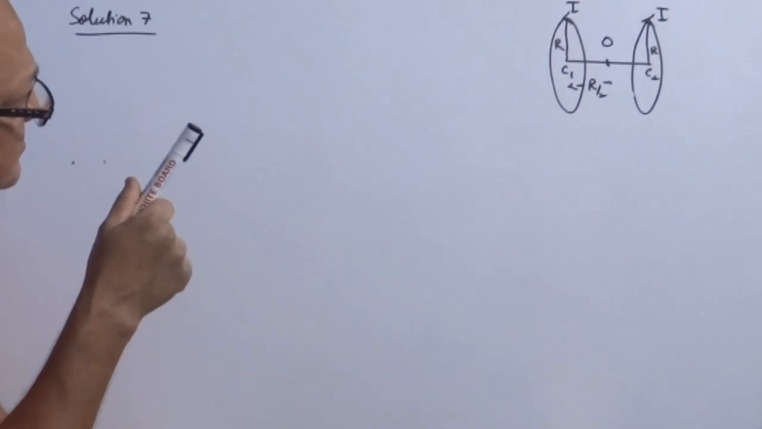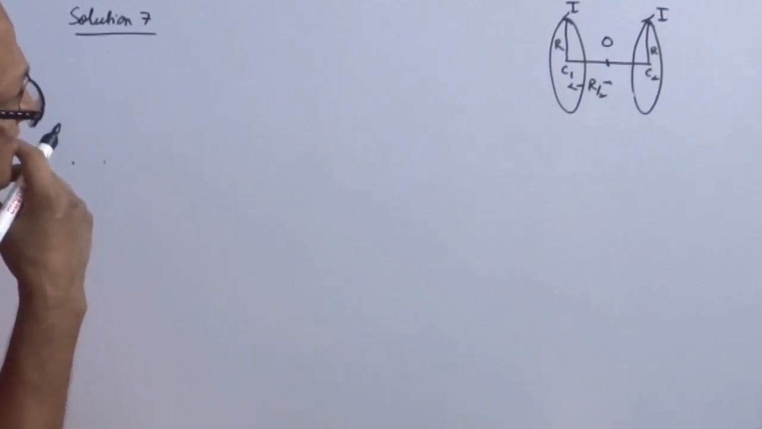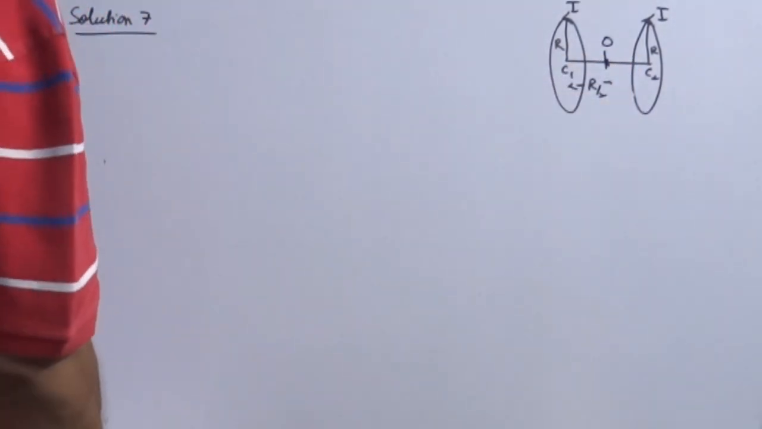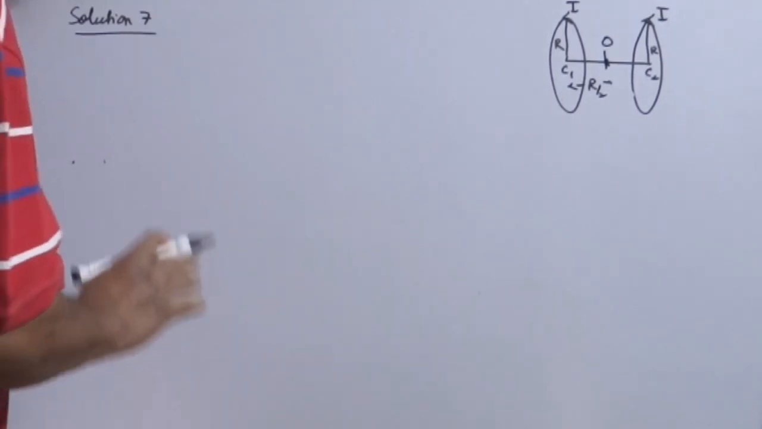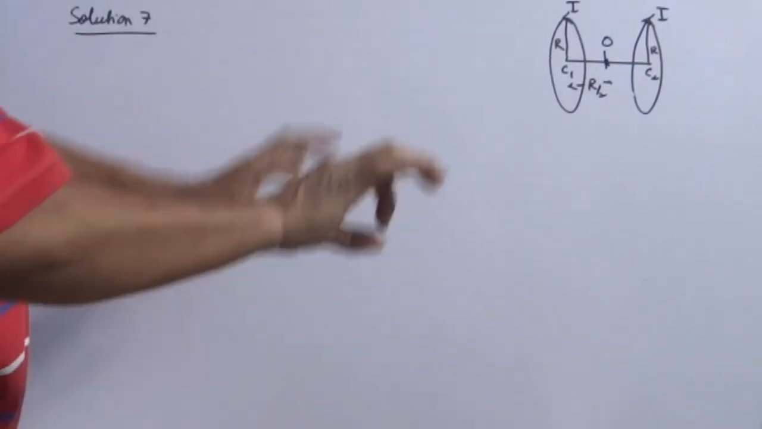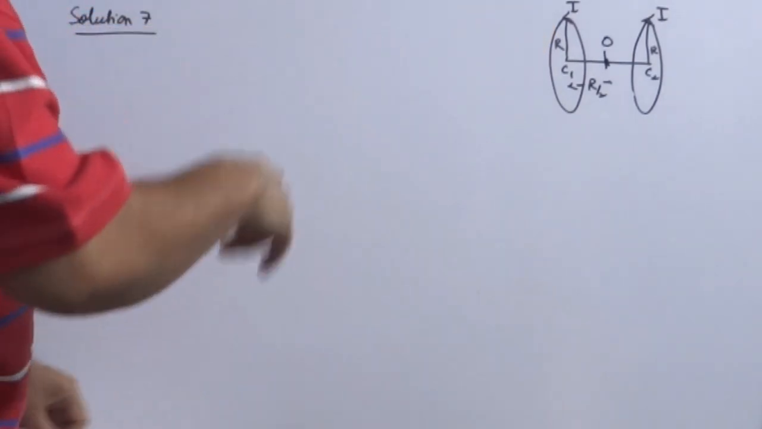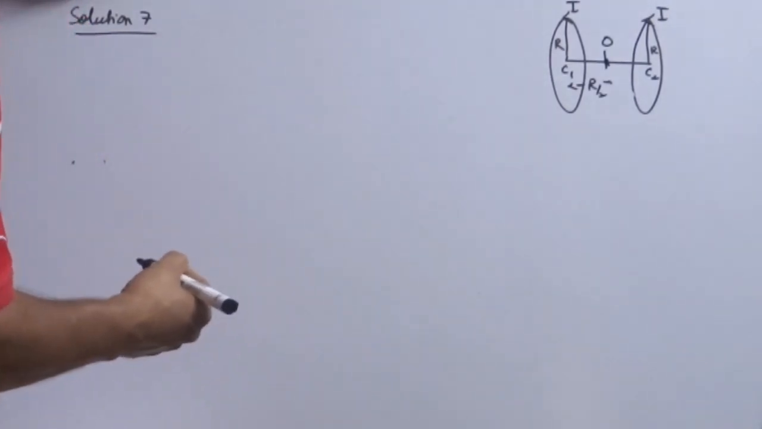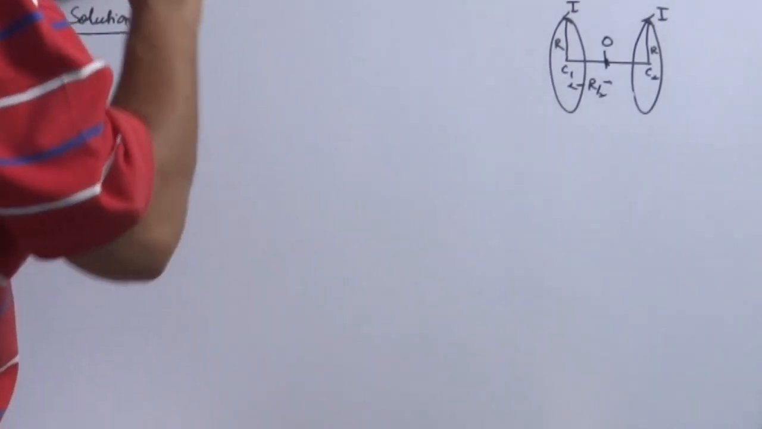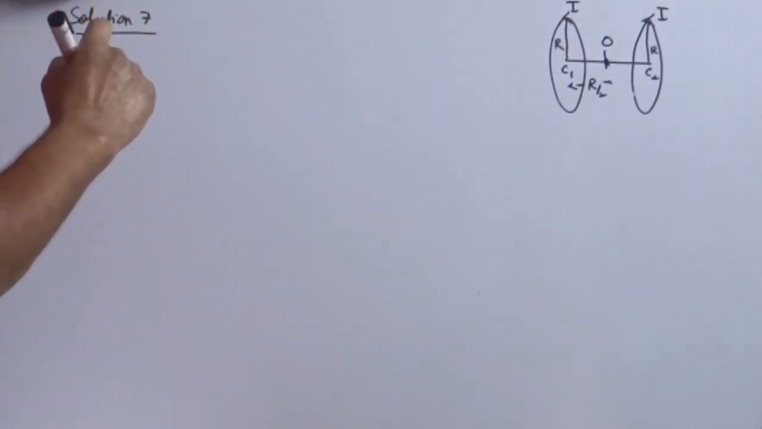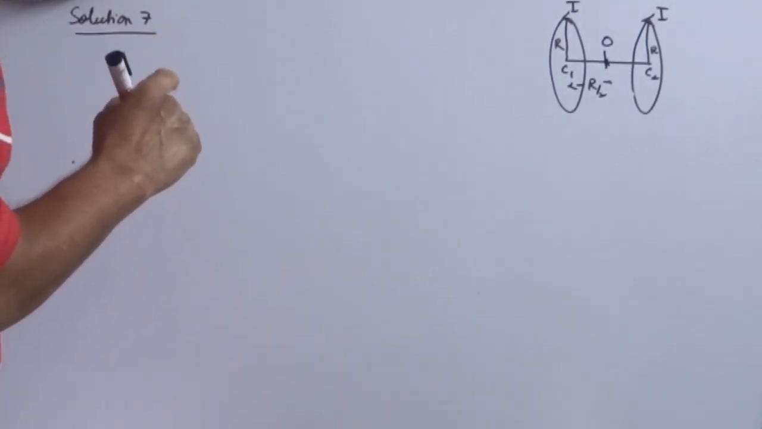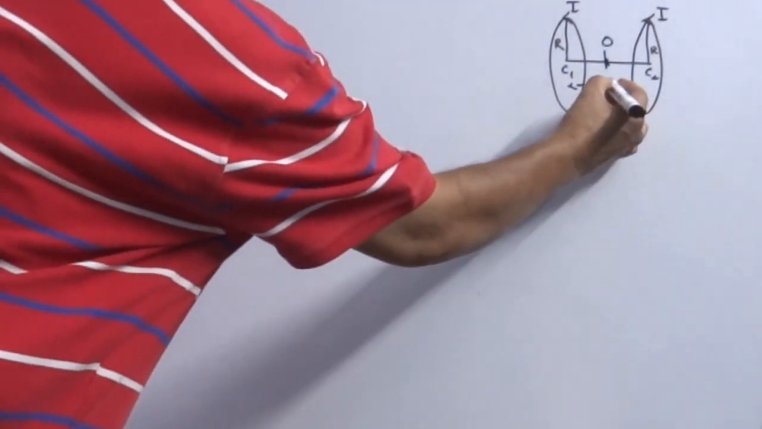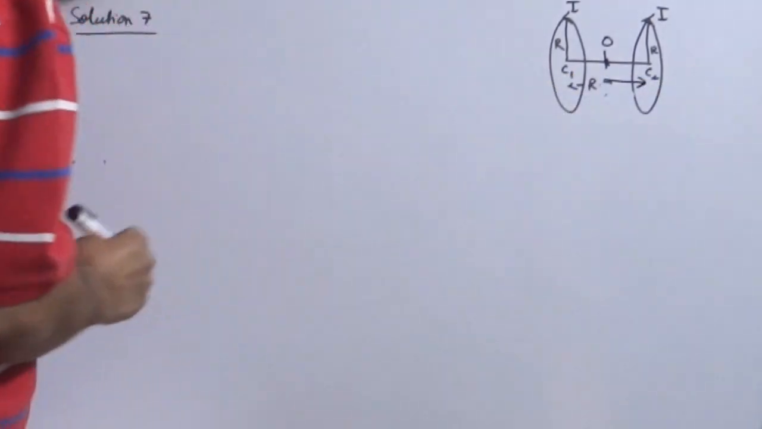There are two coils which are placed like this as it is shown, and O is the midpoint. You have to find the net magnetic field at this point. When we find the direction, because these coils are facing like this, the magnetic field at the center will finally be added. Both have n number of turns, radius r, and this is of course r by 2, so this whole is r, that half is r by 2.